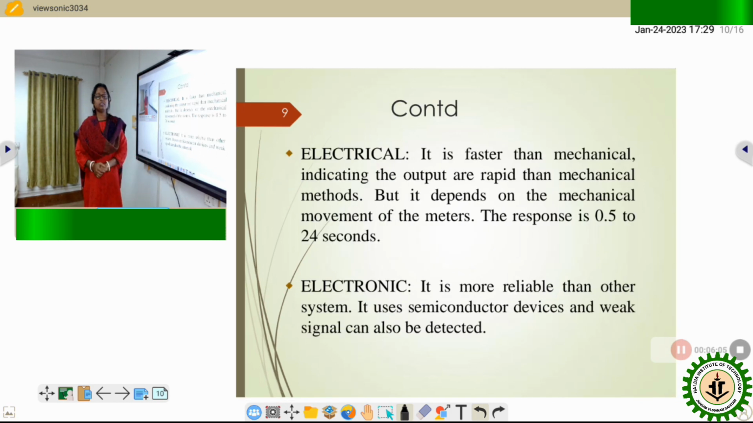So in electrical it is faster. Electrical instruments are faster than mechanical instruments, indicating the output as rapidly as 0.5 seconds to 24 seconds. However, we again needed more reliable and faster instruments, that is the electronic instruments. Compared to electrical instruments, electronic instruments are more reliable than other systems. They use semiconductor devices, and weak signals can also be detected using electronic instruments.